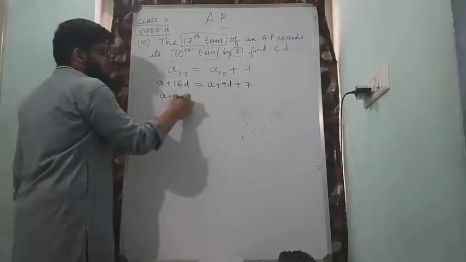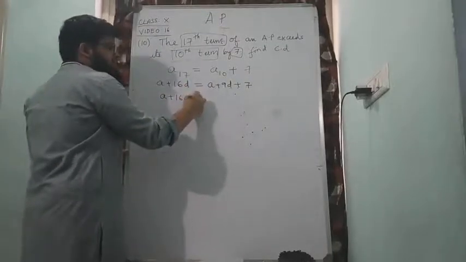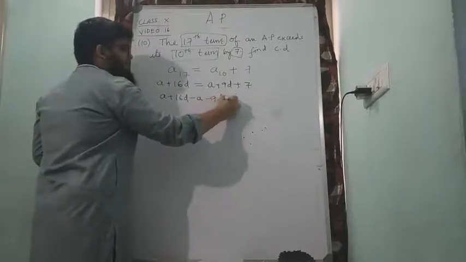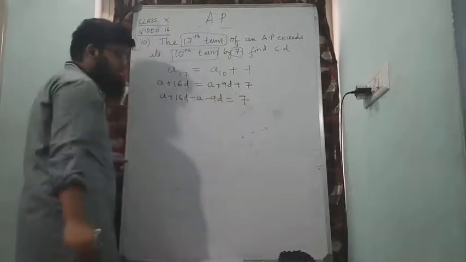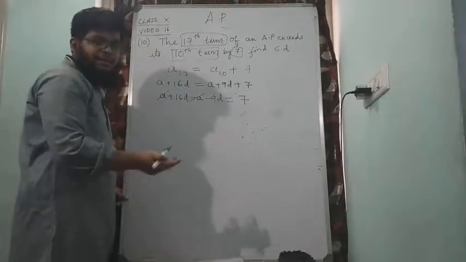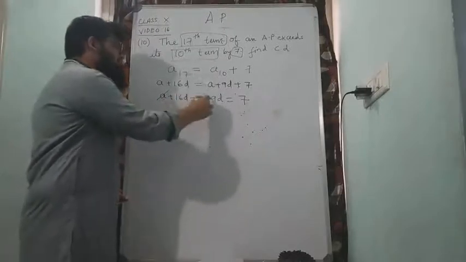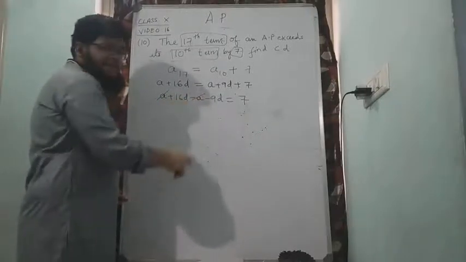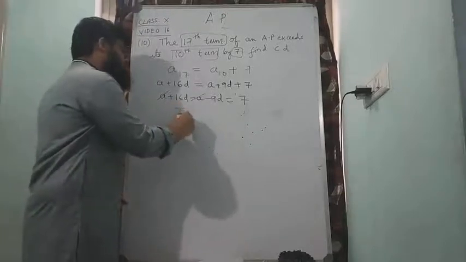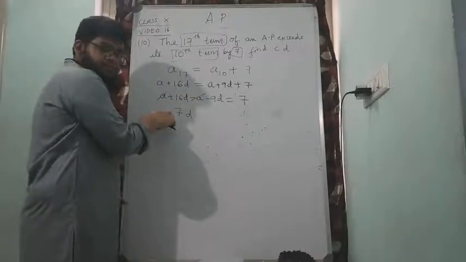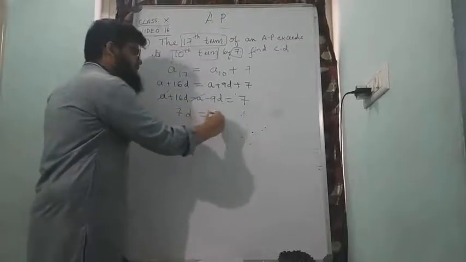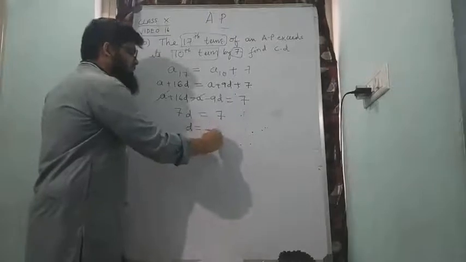a plus 16d plus a, if I shift it to the other side, it will become minus a. Plus 9d on the other side becomes minus 9d, is equal to only 7 is remaining now. Now plus a and minus a can be cancelled because a minus a will be 0. Plus 16d minus 9d. How much is 16 minus 9? 7. And 16 is greater, so plus. So 16d minus 9d will be 7d is equal to 7. d as it is, d is equal to 7.